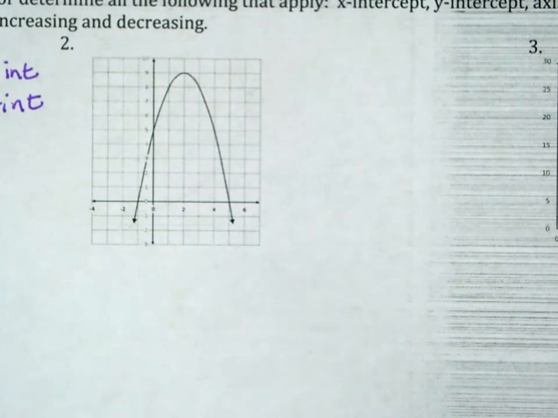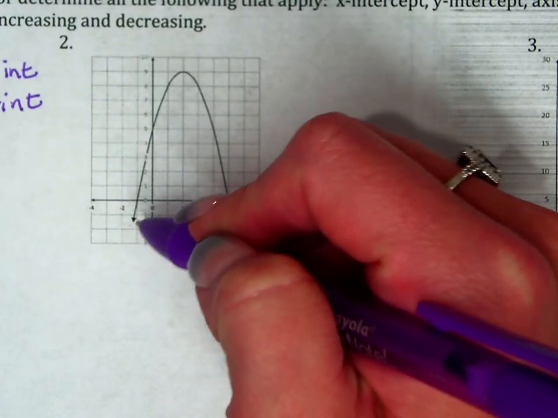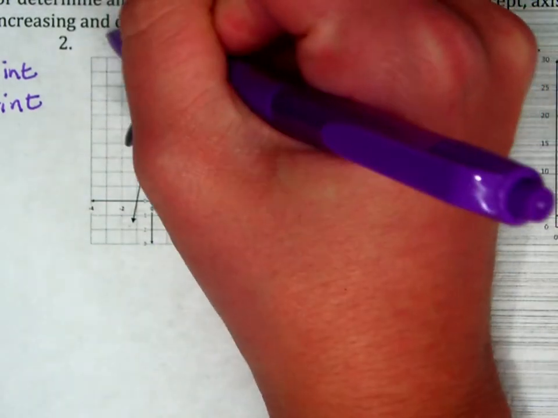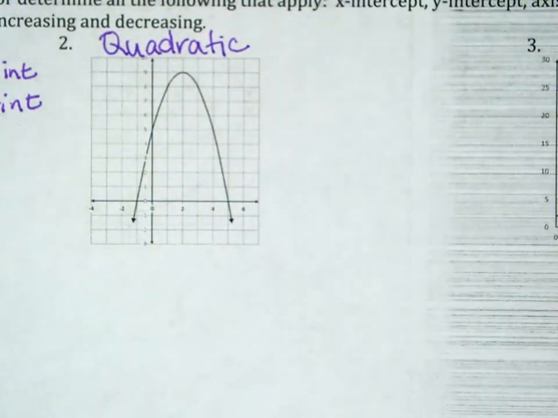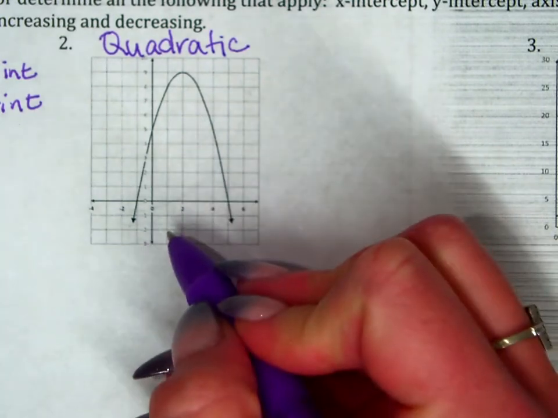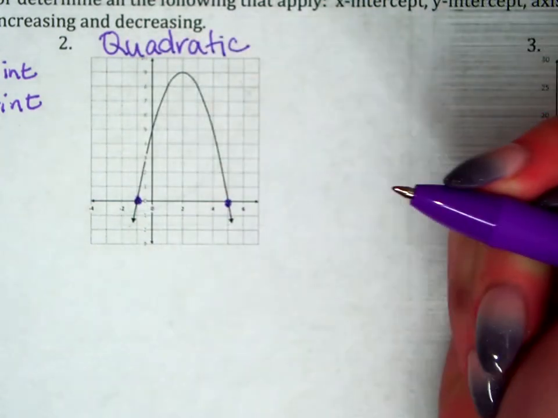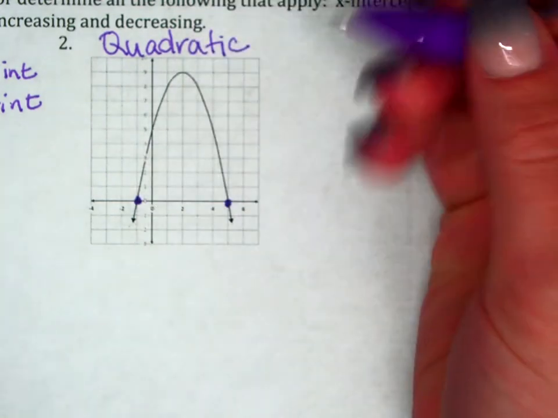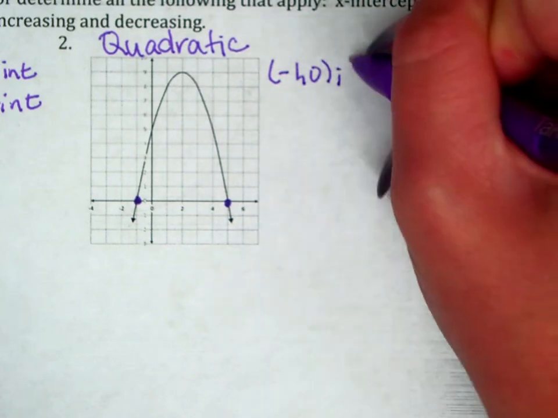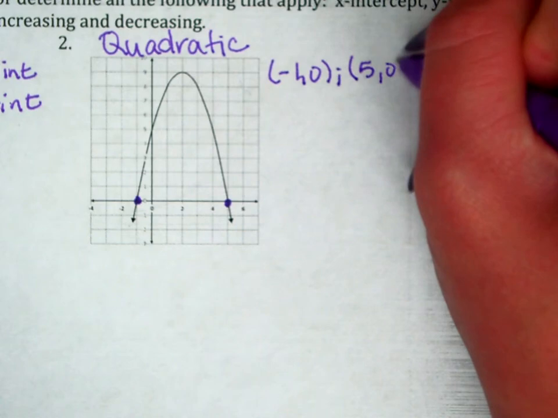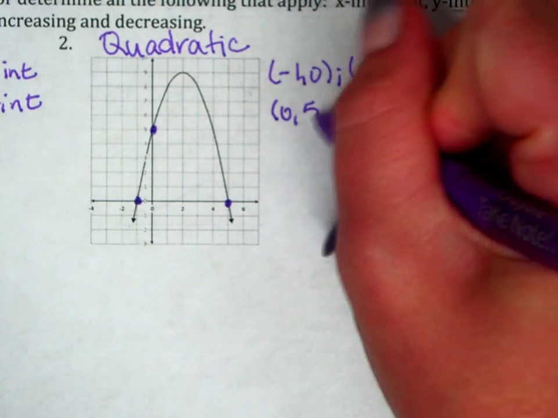So number 2, the first thing I need to find is an x-intercept. Well, one thing, any function that makes a U, whether it's upside down or right side up, is considered a quadratic function. So let's go ahead and look at x-intercepts. With quadratic functions, they always have 2 x-intercepts. Well, not always, but the majority of the time they're going to have 2 x-intercepts. So I have an x-intercept at -1, 0, and my second x-intercept is at 5, 0. It crosses my y-axis at 0, 5.